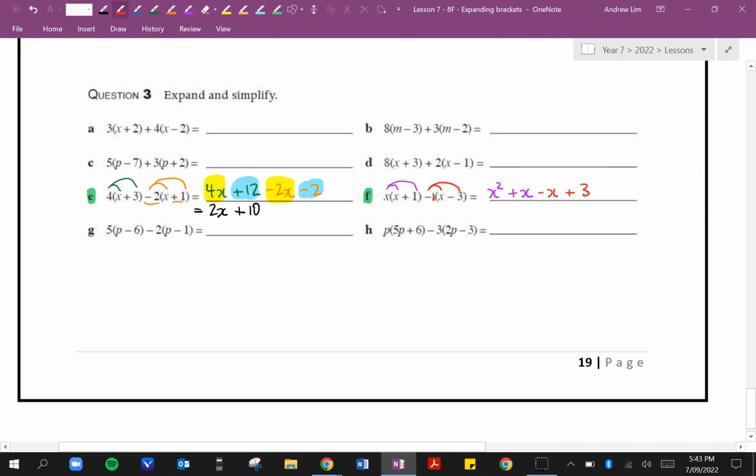And so now we can collect our like terms. We can see here that we've got plus x and minus x, which are our like terms. They're going to cancel each other out because x minus x is just 0. So that means our final answer will just be x squared plus 3 because these will cancel each other out.